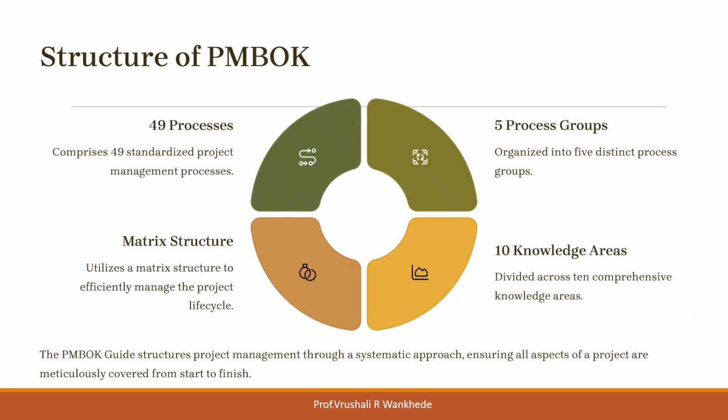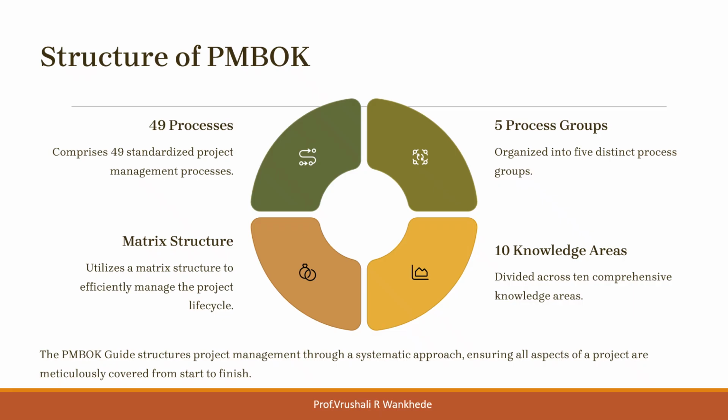Now the next slide is the structure of PMBOK, and how exactly the PMBOK works. Here it is mentioned that it comprises 49 standard project management processes, 5 process groups, and 10 knowledge areas. These 10 knowledge areas I already covered in our last video in short, but here we will see them in detail. Then it utilizes a matrix structure to efficiently manage the project cycle.